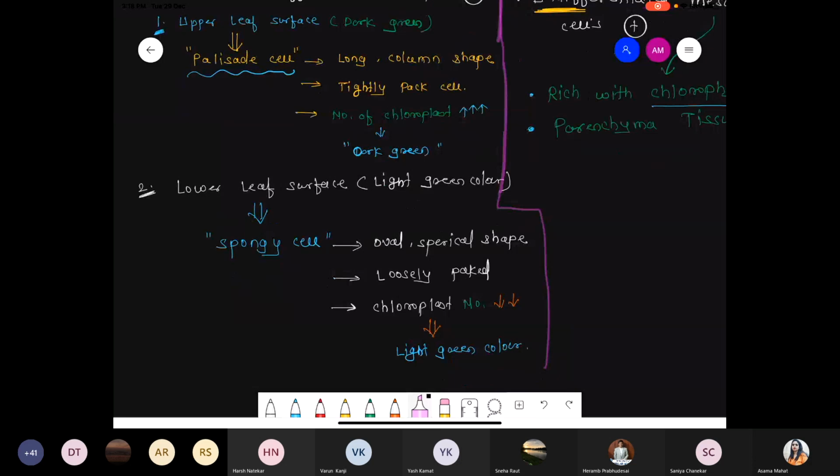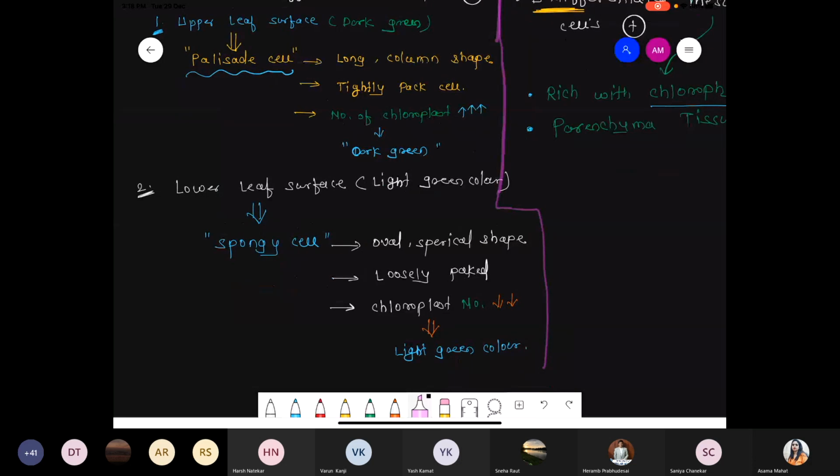Spongy, from the name, means loosely packed. Palisade cells are compactly, tightly packed. Palisade cells are present toward the upper side. The number of chloroplasts is high, and that's why they obtain the dark green color. But when you compare this with the lower leaf surface, it is light green, because spongy cells are loosely arranged and the number of chloroplasts is also low, so they are light green. Got it?